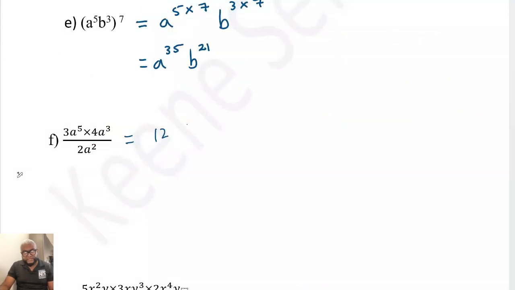12, yes. E to the power of what? 8. Everybody good there? Or you need me to write workings? 5 plus 3 is 8. Cool? Divided by 2a to the power of 2. Right? What do we do next here? So what it will be? 6a to the power of 6. Excellent. Because 8 minus 2 is 6.